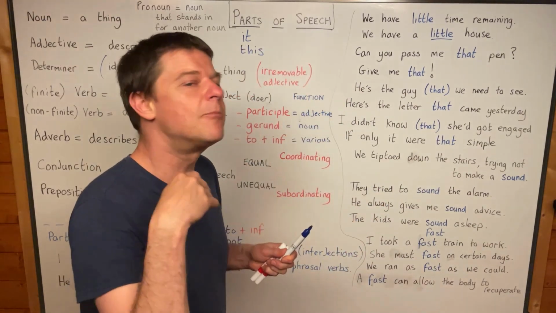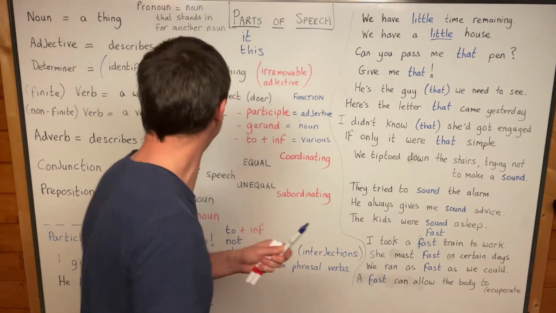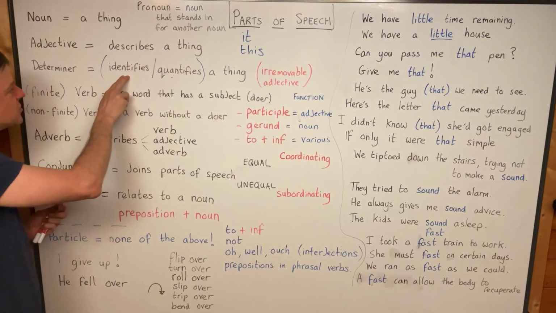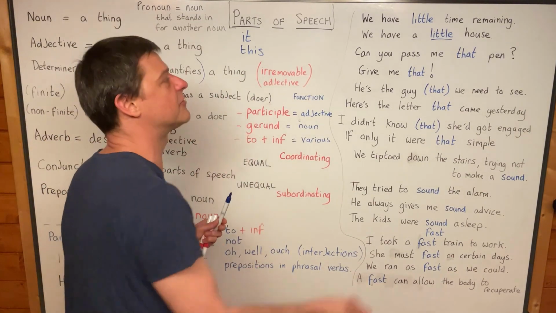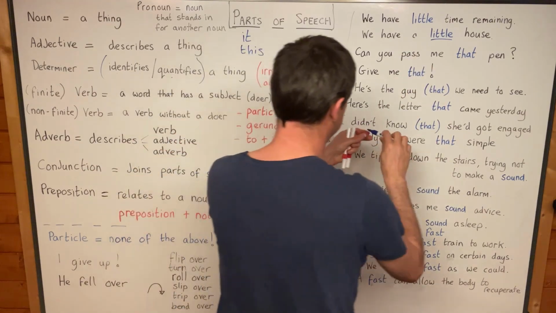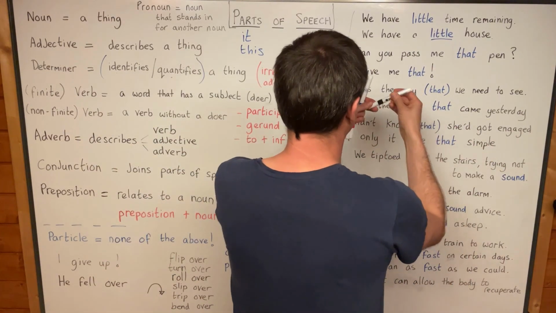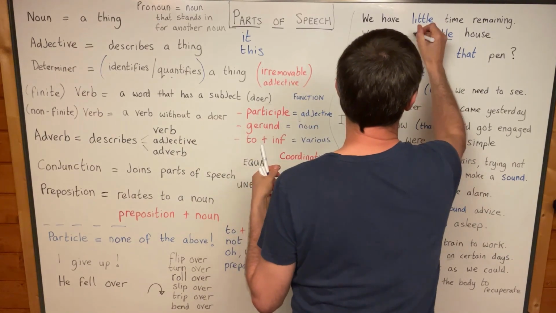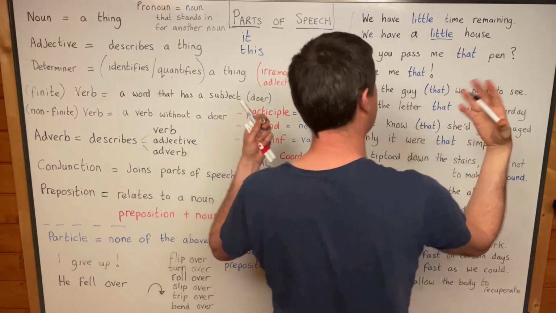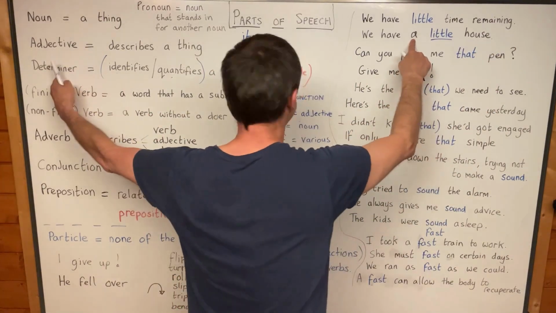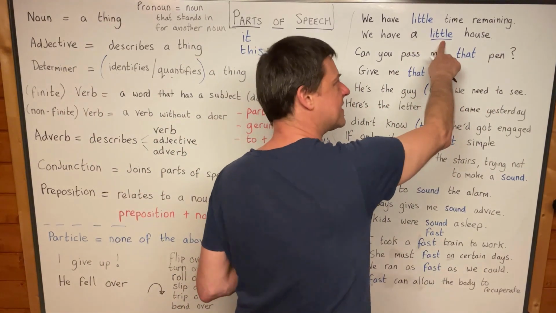It's not telling us how many houses. Notice it's not quantifying the house, and it's not telling us which house: this house, that house, a house, the house. You see, a is a determiner. It tells us which one, a house, not the house, not that house, but a house. It's identifying the house. So that word is a determiner, but this word is an adjective.